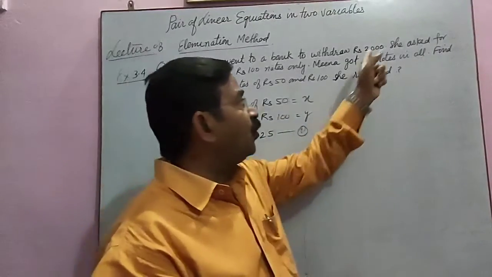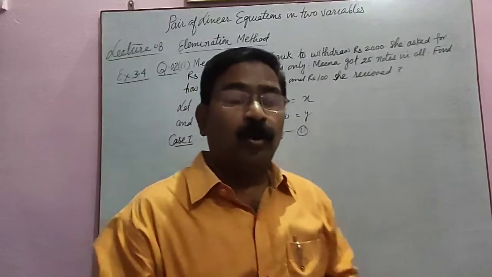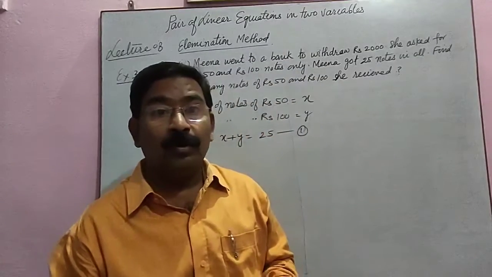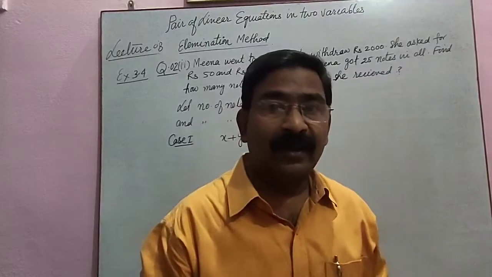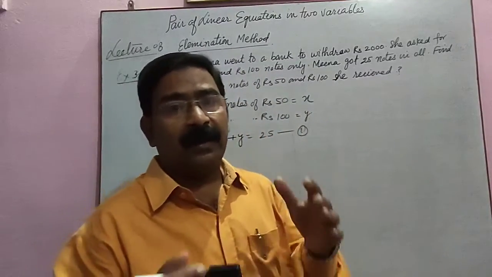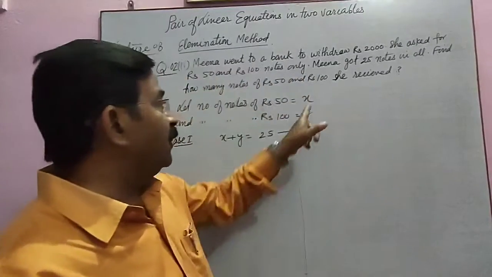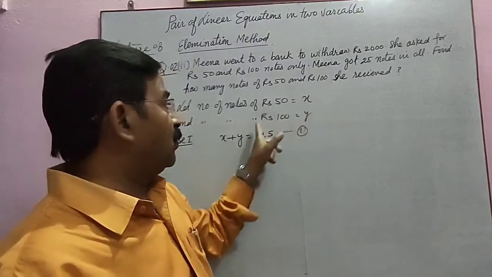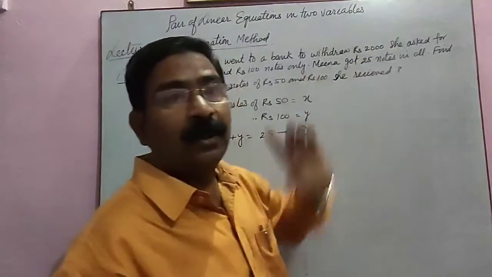And the total worth is 2000. Suppose you have two notes of 100. What is the worth? 200. How? 2 into 100. Suppose you have 5 notes of 100. So what is the worth? 5 into 100, 500. It means the cost of note into number of notes. So we have number of notes X and its cost is 50, number of notes Y, its cost is 100, and total worth is 2000.